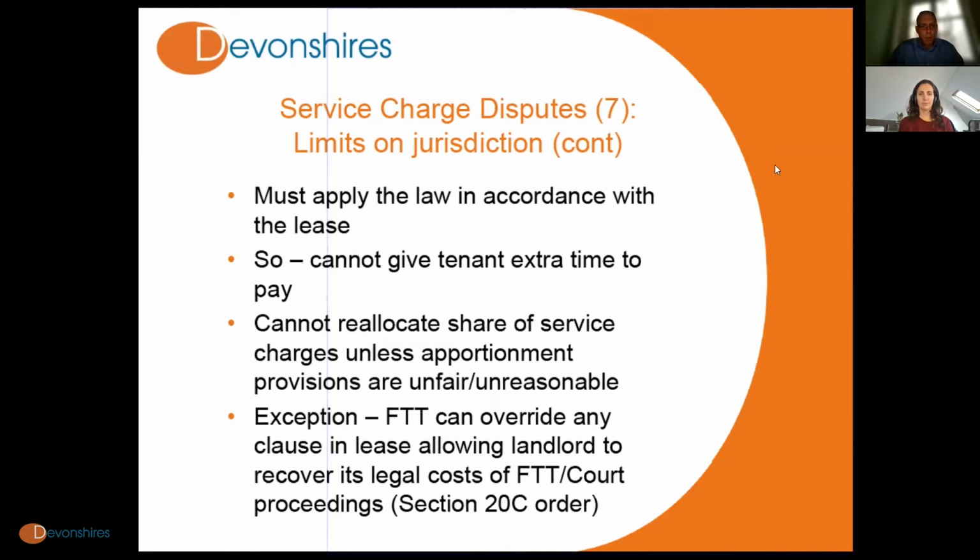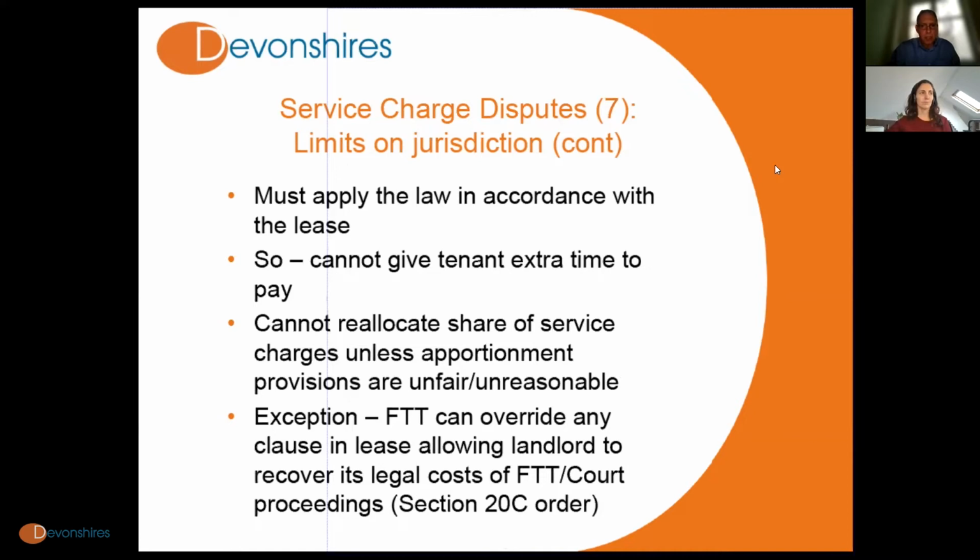Whenever we do the leasehold training, we always try and emphasise that the key document and the starting point for all the disputes is the lease, and to a large extent the issue is no different for the first-tier tribunal. They can't really go beyond the terms of the lease. What they are involved in is either applying the terms of the lease or interpreting the terms of the lease and giving the lease effect, but they can't go beyond it. So in reality, for example, they can't make orders or give any extra time for payment if the lease says payment needs to be made at a particular time.